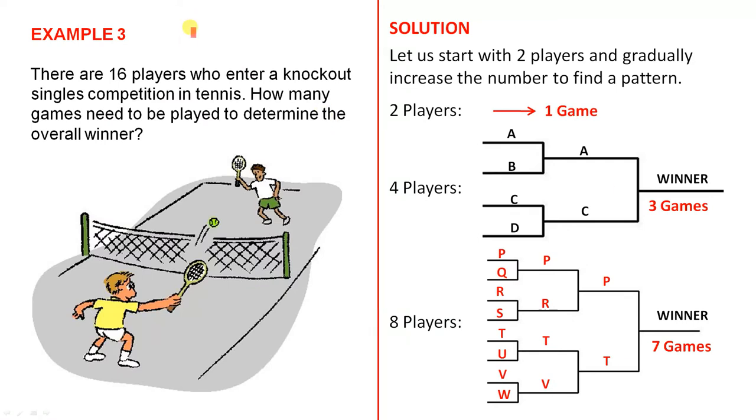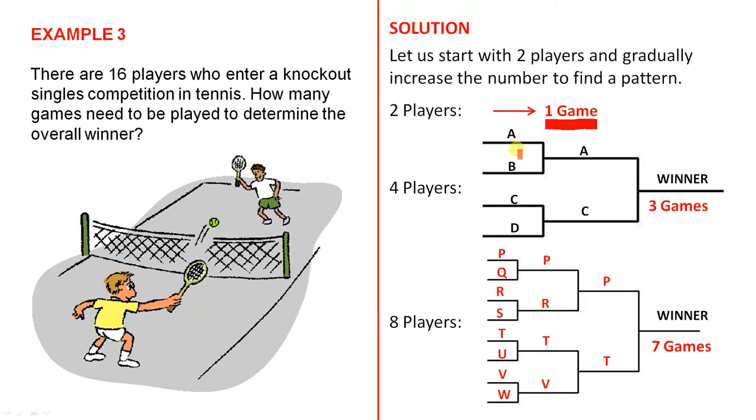Example 3. There are 16 players who enter a knockout singles competition in tennis. How many games need to be played to determine the overall winner? Okay, let's do a simpler version. If you have 2 players, you only need 1 game. So let's keep that in mind. 2 players, 1 game. If you have 4 players, I'll put the draw down here.